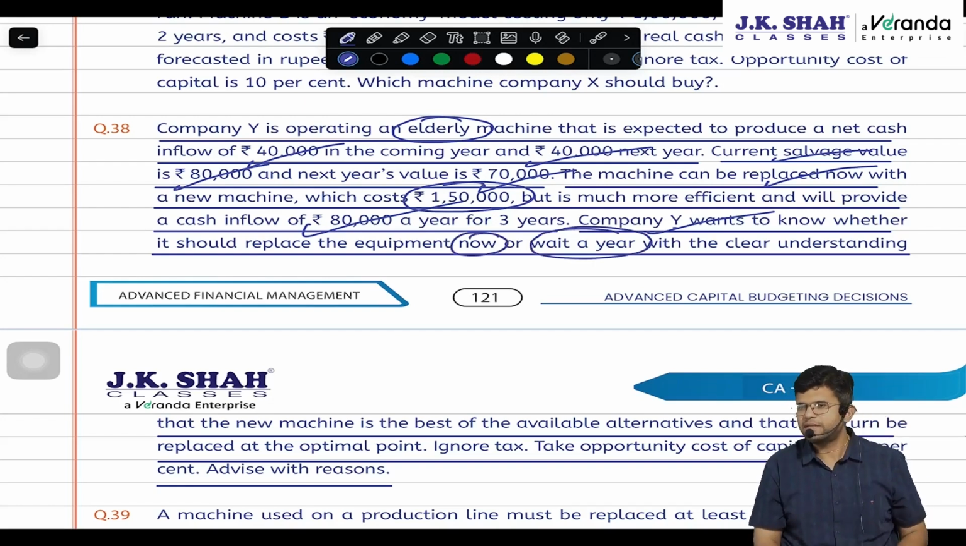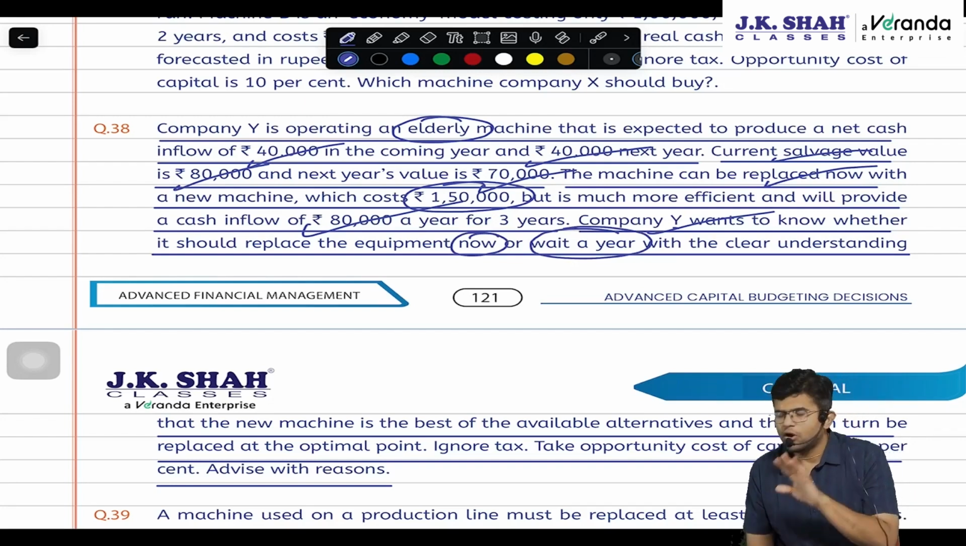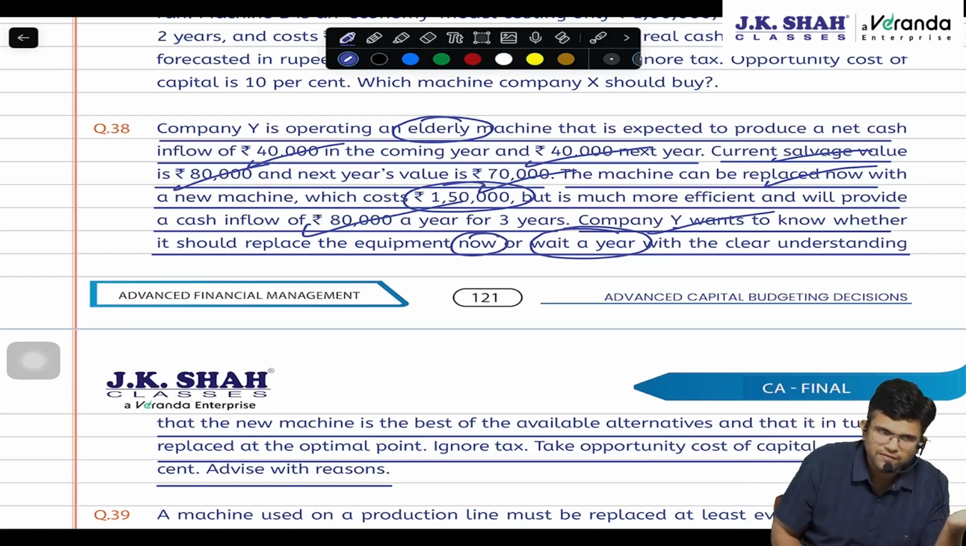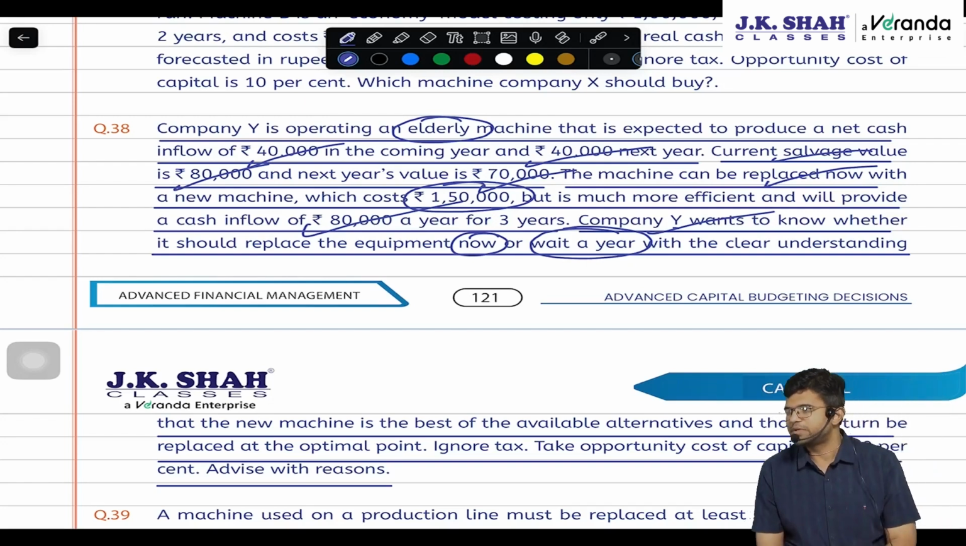Now students, can I say 2 options are only there. Option 1, replace today. Option 2, replace after 1 year. Can I say whichever option gives you higher NPV upon PVAF, we will choose that. Everyone clear?